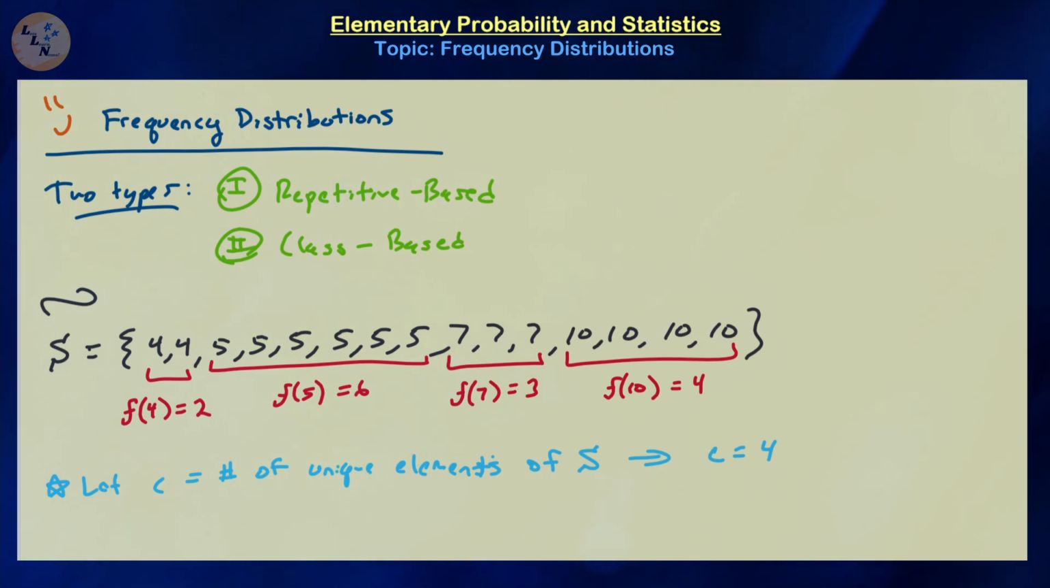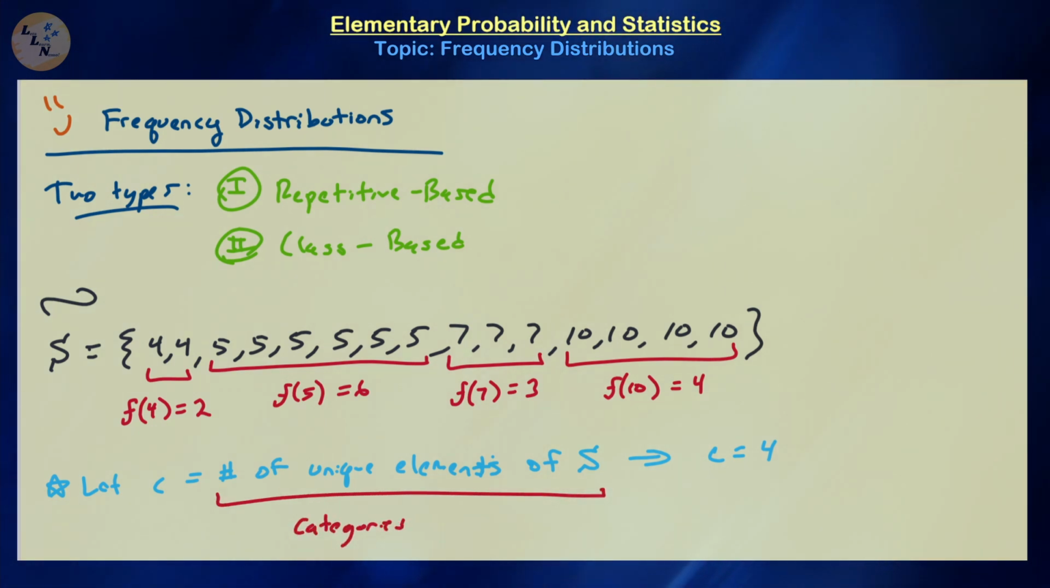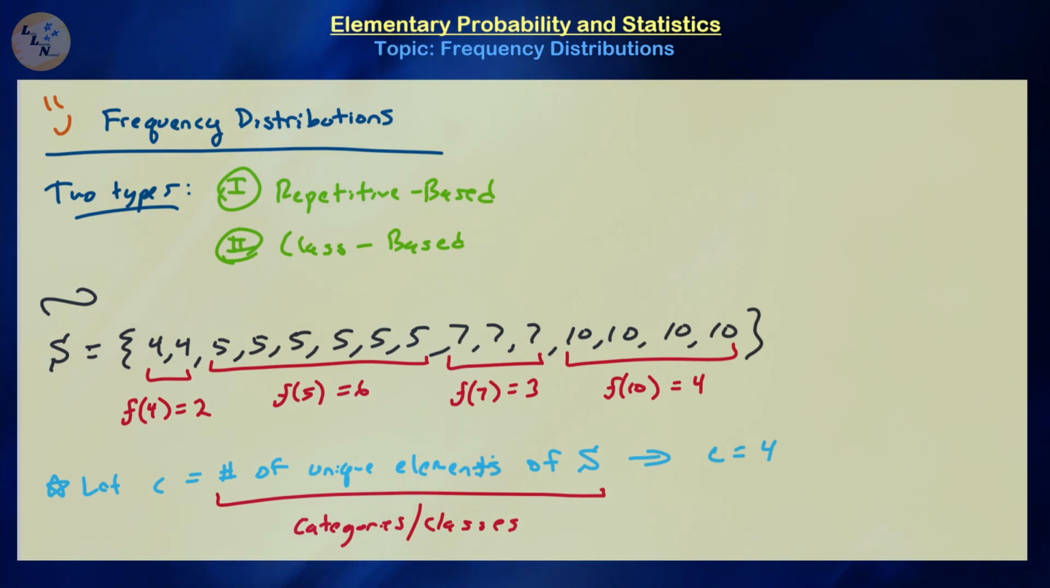And why do we use the letter C? Like, why don't we use the letter U or E or something like that? C is going to correspond to the categories. And when we get to class-based, it's going to be pretty much synonymous to the classes. So it's the set of all values that pretty much uniquely describe the data set or partition the data set.